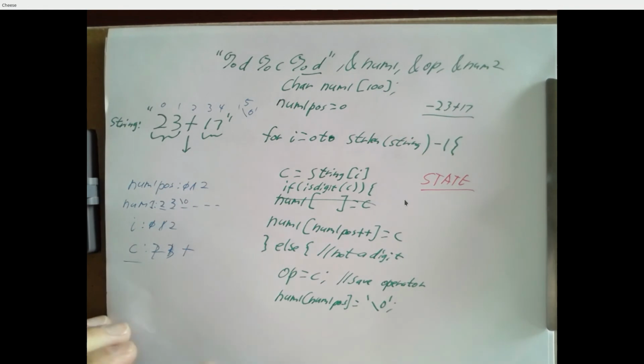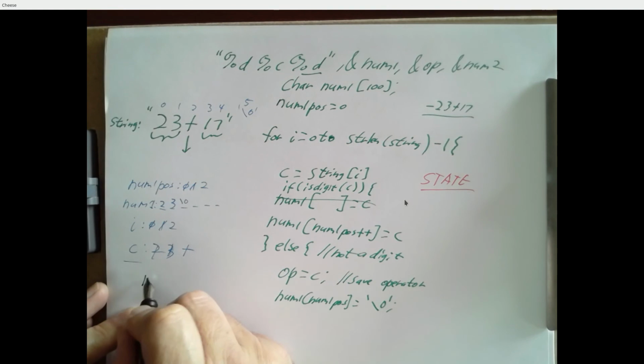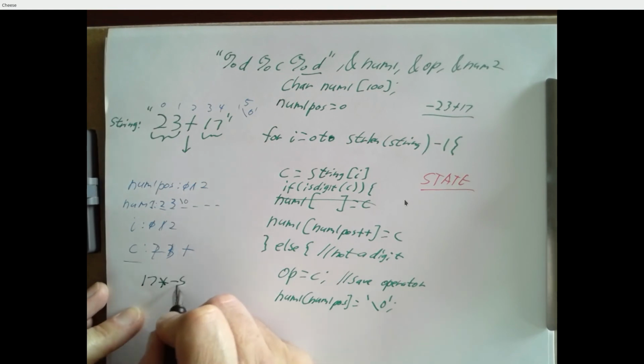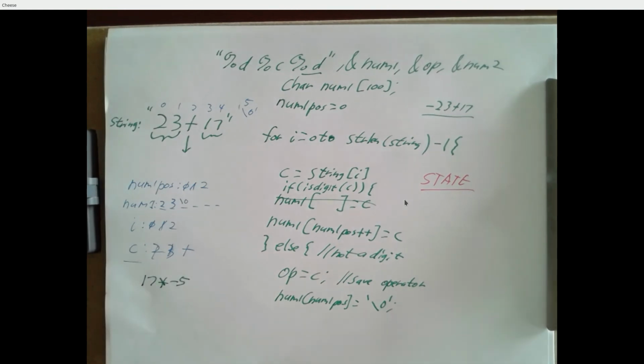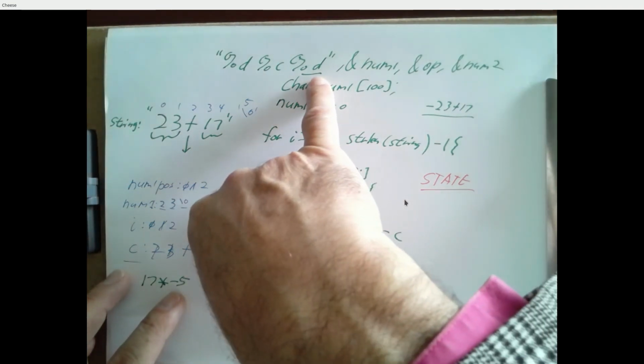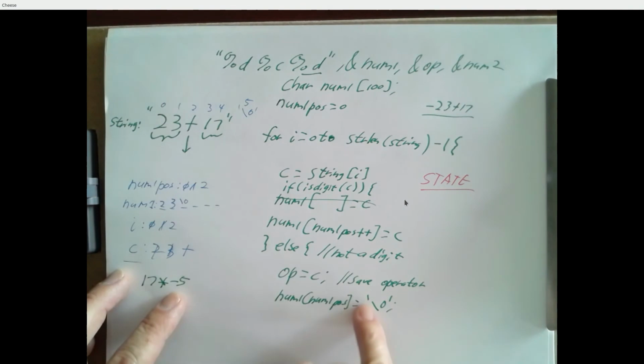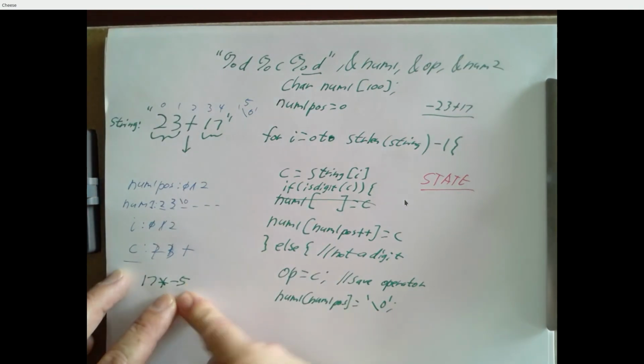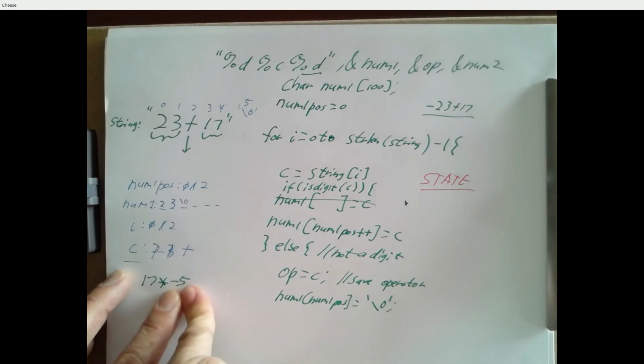Well, we can also do things like (17 times -5). So when we start parsing for the second %d, we also need a separate state. First time through, we need to say, okay, if it's a digit or if it's a plus or a minus, we'll add it as part of the number. Otherwise, it has to be a digit. So we've got several states in here.